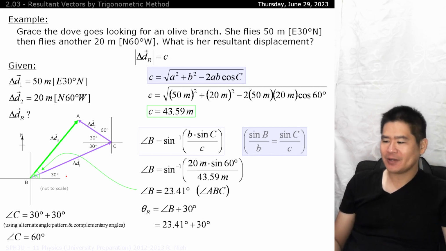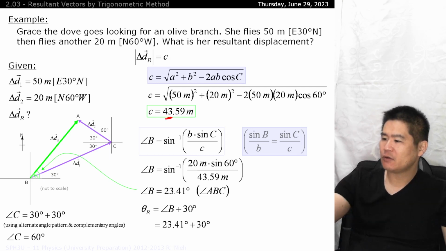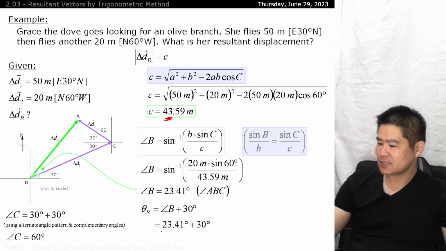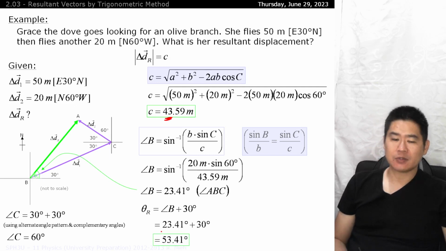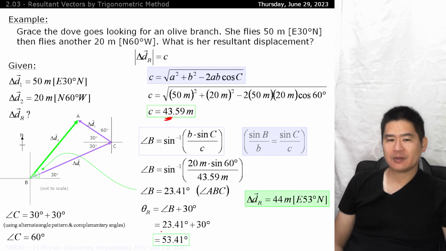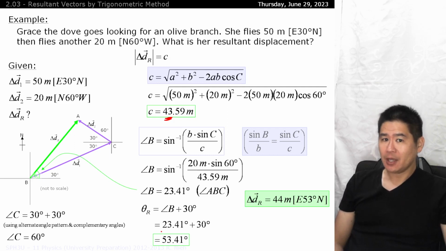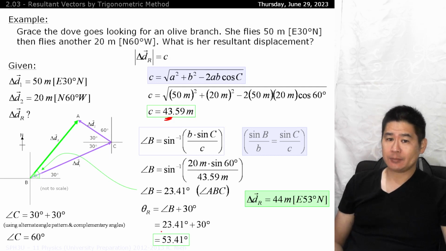And for that home run, let's consolidate everything together. The resultant displacement is equal to 44 meters east, was at 53 degrees towards the north. And that's it. As for tonight's homework, believe it or not, redo your homework again. There's no point in me asking you any new questions. Just do the same questions as last night, because you should arrive at the same exact answer. And that's it for today.